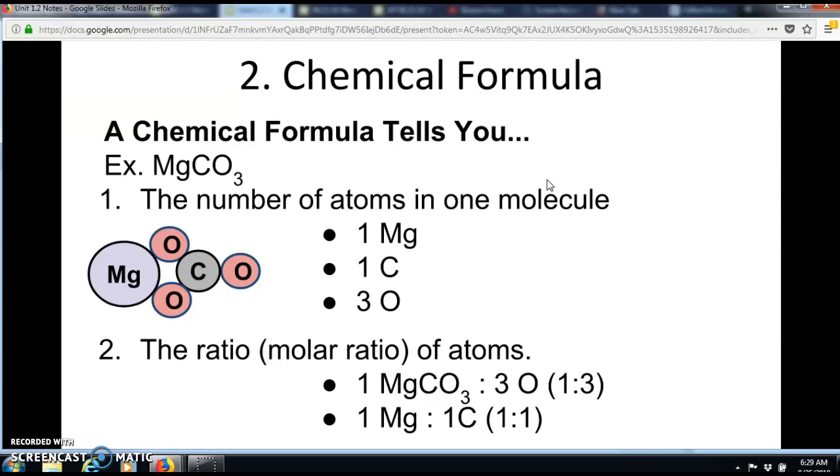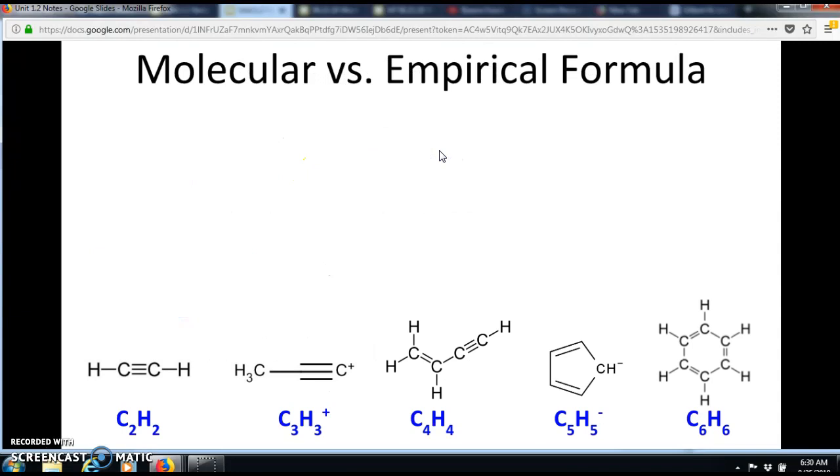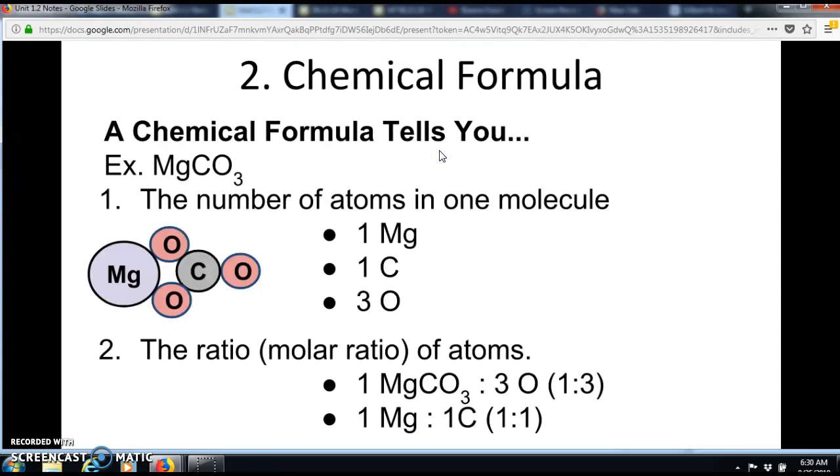The chemical formula tells you two things: the number of atoms in one molecule. So if we look here, we see we have 1 magnesium, since the subscript is an invisible 1, 1 carbon, since the subscript is an invisible 1, and 3 oxygens. It also tells you the molar ratio of atoms. So in 1 magnesium carbonate molecule, I know that there are 3 oxygen atoms. That means it's a 1 for the whole molecule to 3 ratio. It also tells you the ratio of atoms. So for example, here there's a 1-to-1 ratio of magnesium to carbon.